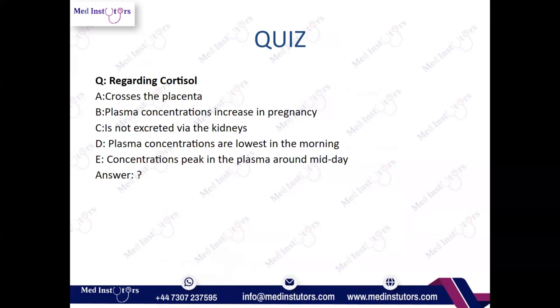Regarding cortisol, which of the following is true? You have 45 seconds to answer this question.